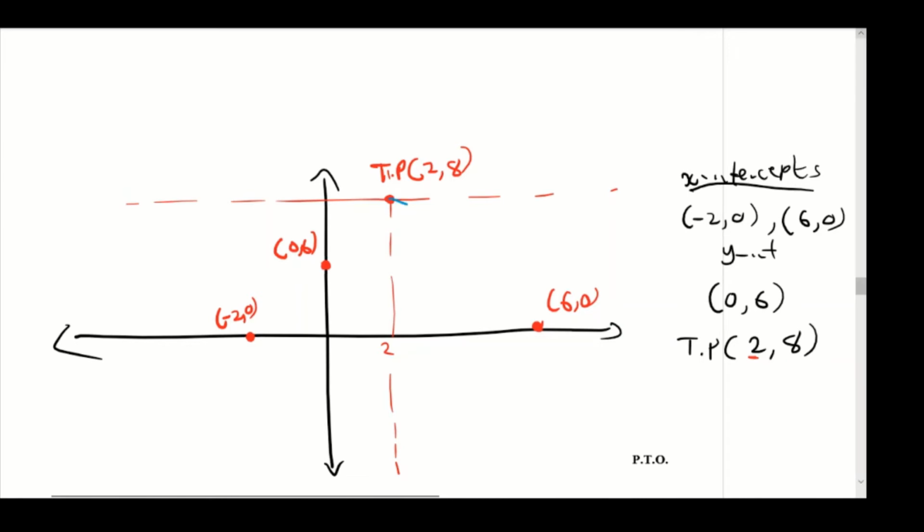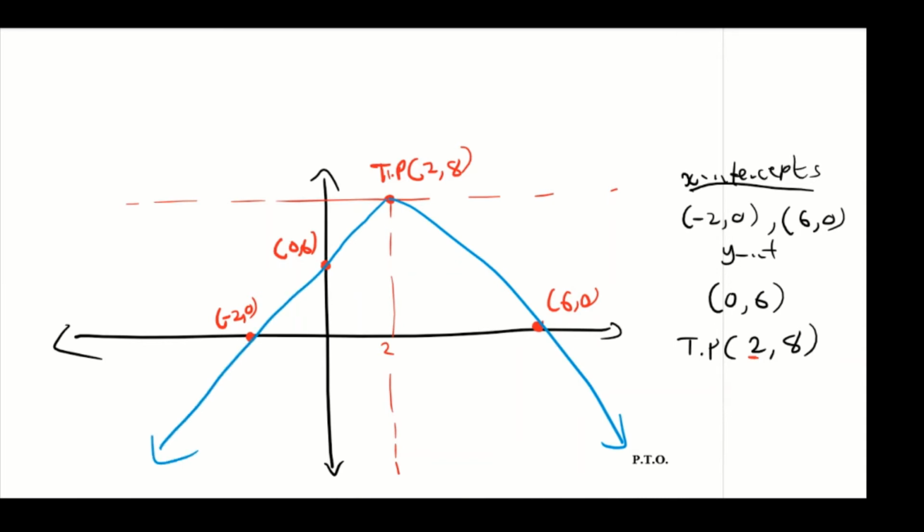Then we join the points to form our parabola. So this would be your parabola. Make sure you label every intercept and your turning point.